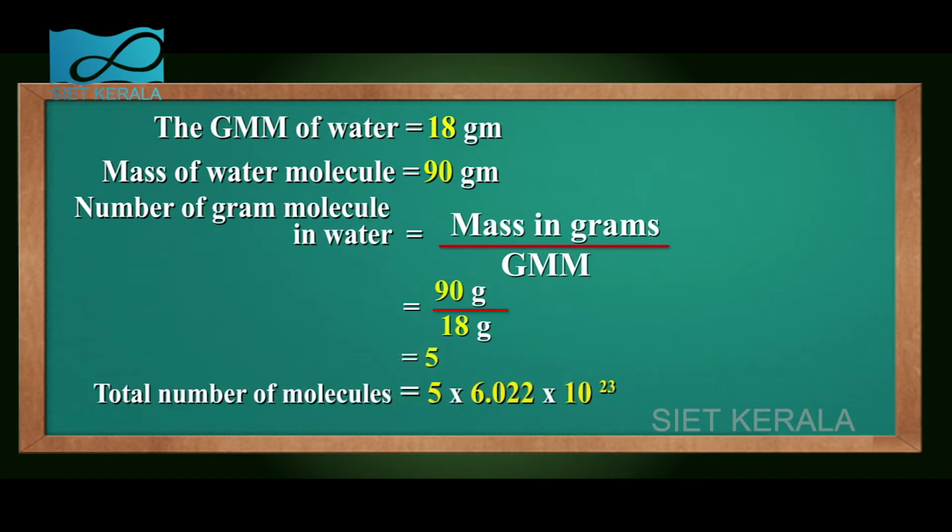Then, how can we calculate the number of gram molecules present in 90 grams of water? We know that the number of gram molecules is equal to mass in grams divided by GMM. Here, the mass of water is 90 grams and the GMM of water is 18 grams. So, dividing 90 by 18, we get 5. So, the number of gram molecules is 5. Similarly, the number of molecules present in the water is 5 times Avogadro number, which is 5 × 6.022 × 10^23.